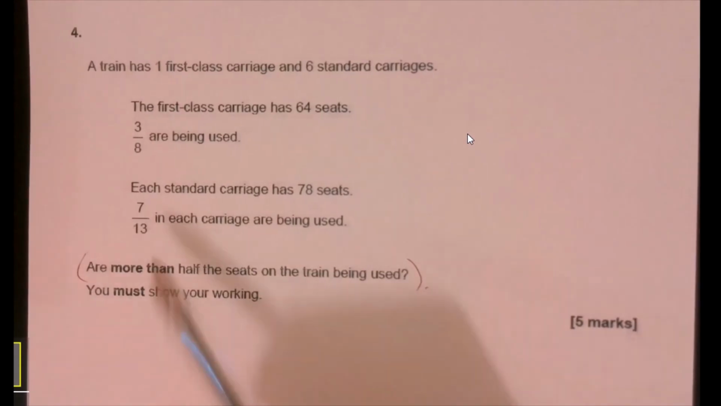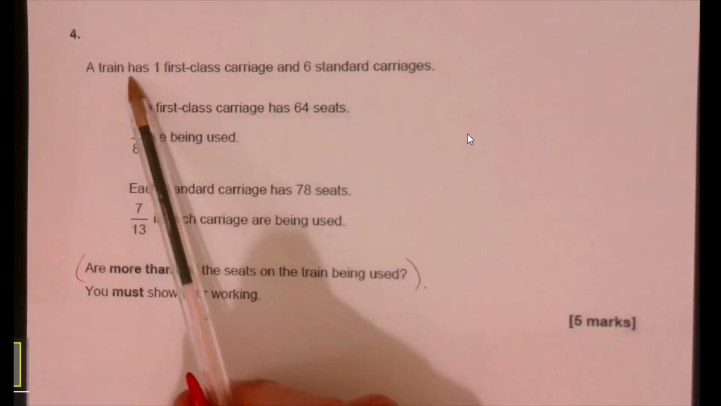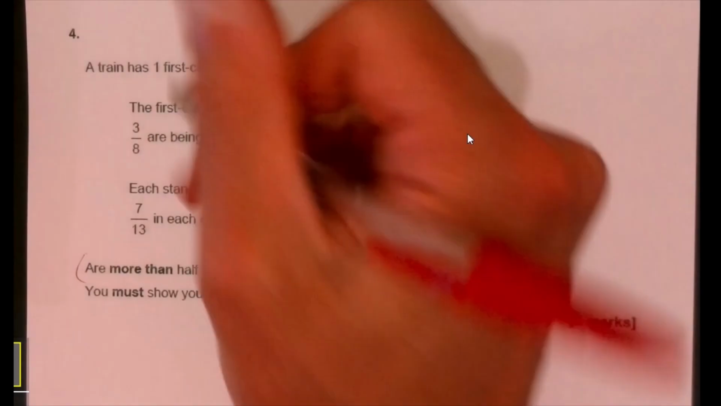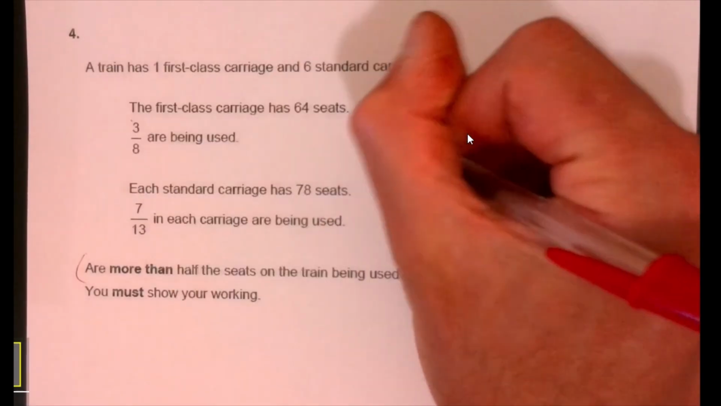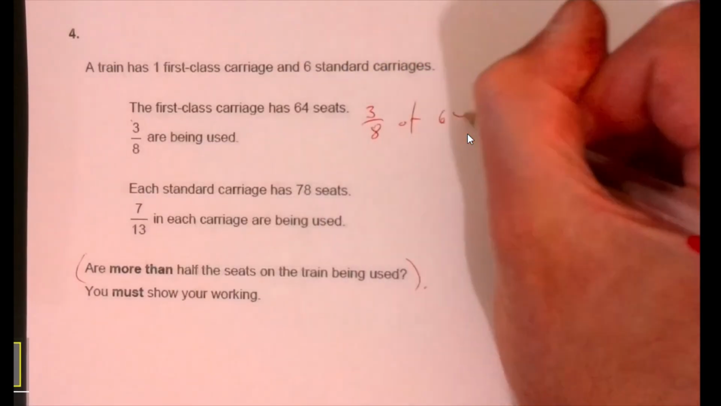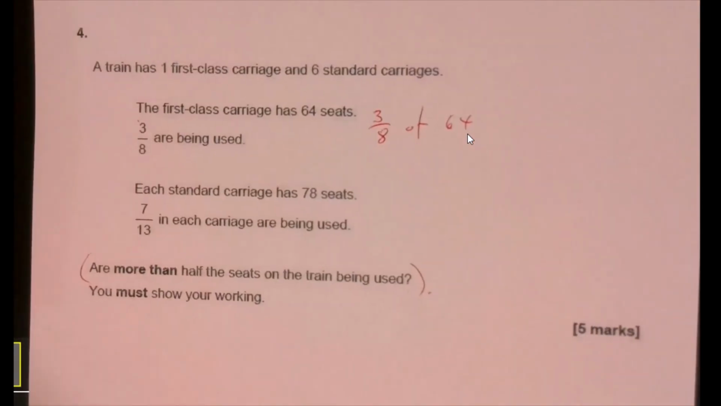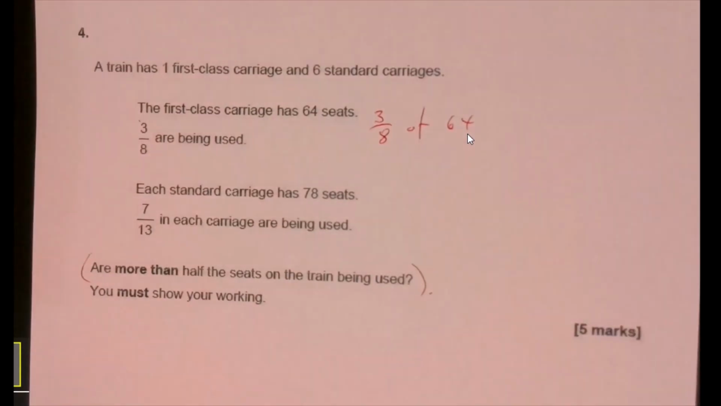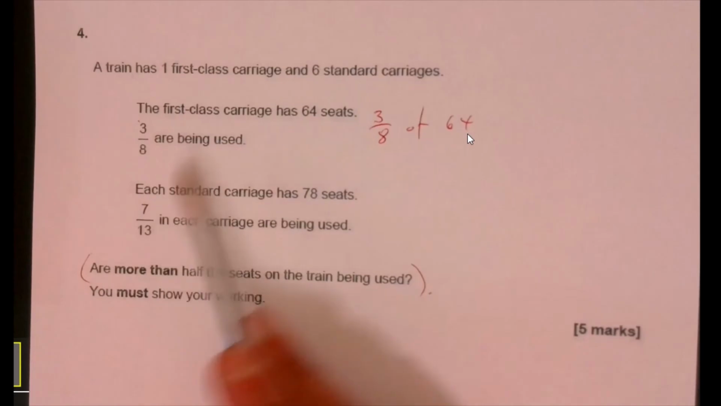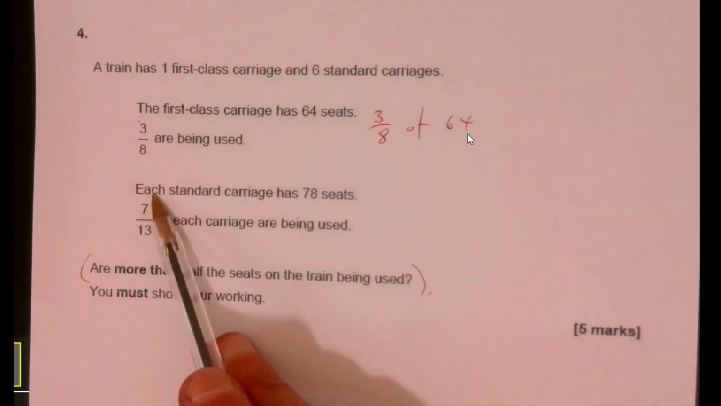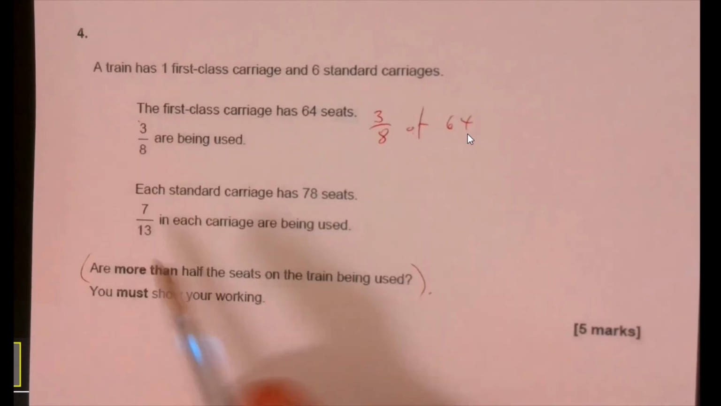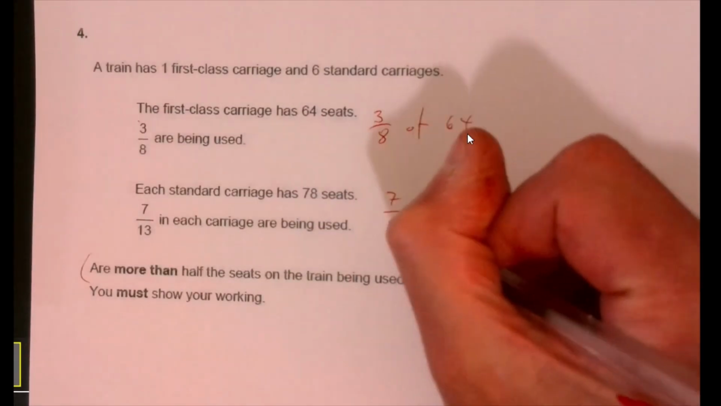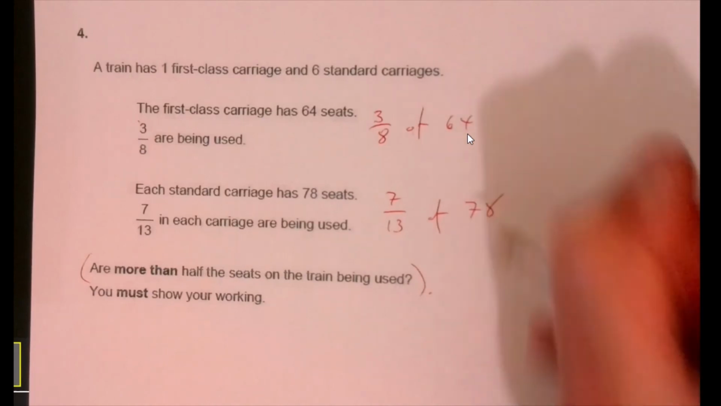So when you do this, it says, in the first class carriage, first of all you've got to work out 3/8 of 64. So you need to think about how you do that. 1/8, 64 divided by 8 gives you 1/8. How do you get 3/8? And then each standard carriage has 78 seats. So you need 7/13 of 78.